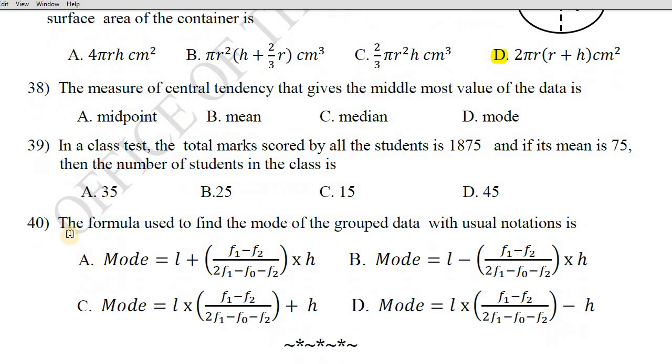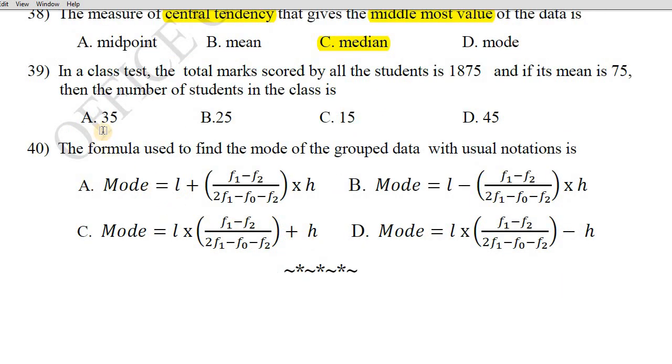Next, question number 38, children. The measure of central tendency that gives the middlemost value of the data. So what are the central tendency measurements? We have three: mean, median, mode, and the middlemost score is given by the median. Mean means we are going to find the average. Median means we can see the midpoint, otherwise the class mark of the class intervals. Mode means the score which is repeated the maximum number of times. So here they are asking for the middlemost value, hence median.